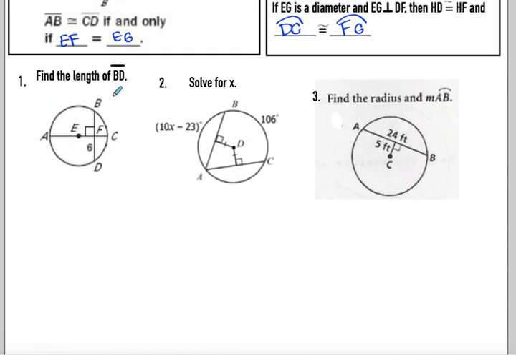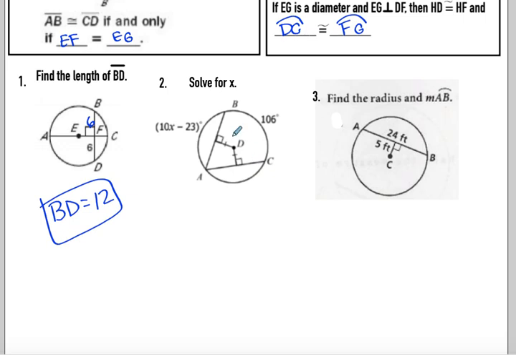So here it says find the length of BD. Notice that you have a diameter AC. You have this right angle marking. That means that the chord is split evenly, meaning that if FD is 6, that BF is also 6. That means that BD will be 6 plus 6, 12.